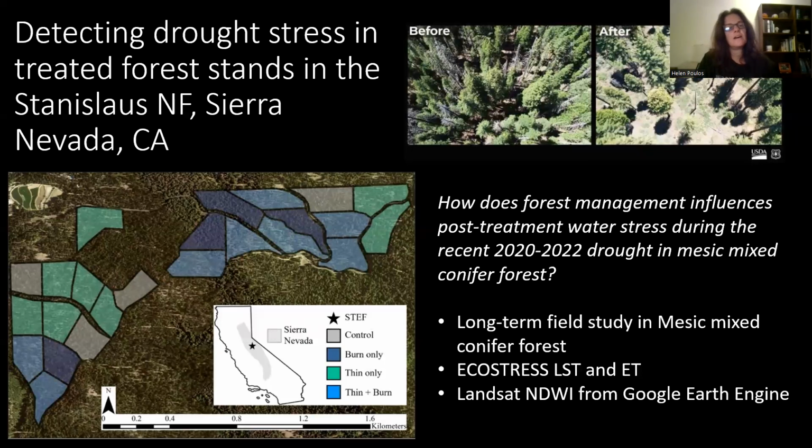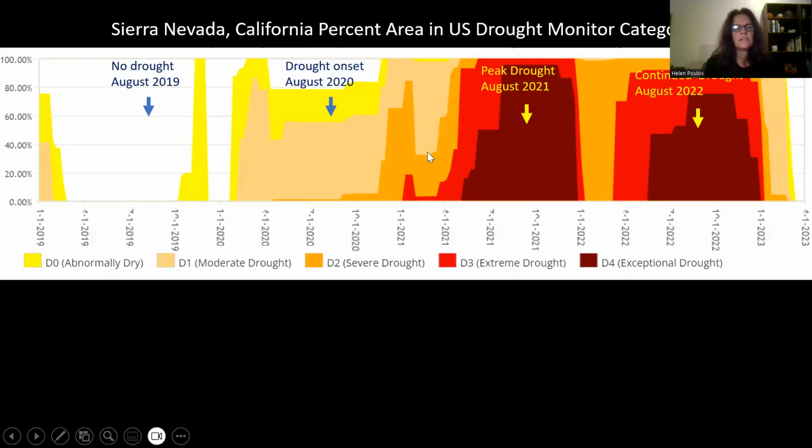We're also using ECOSTRESS to look at drought stress in treated forest stands, places that have been restored. So what we see here is the Stanislaus National Forest, where we have these different treatment blocks that are thinned, burned, or thinned and burned, or control. And then the question is how forest management influences post-treatment drought stress. And so we have this long-term field study with permanent plots, and then we intersected those data with ECOSTRESS land surface temperature and ET data, and then also Landsat and NDWI from Google Earth Engine. And so what we see here is this pattern, right? So there actually wasn't a big drought in 2019.